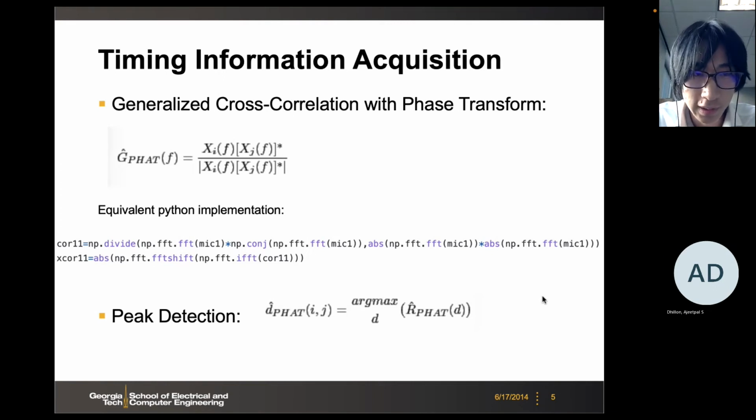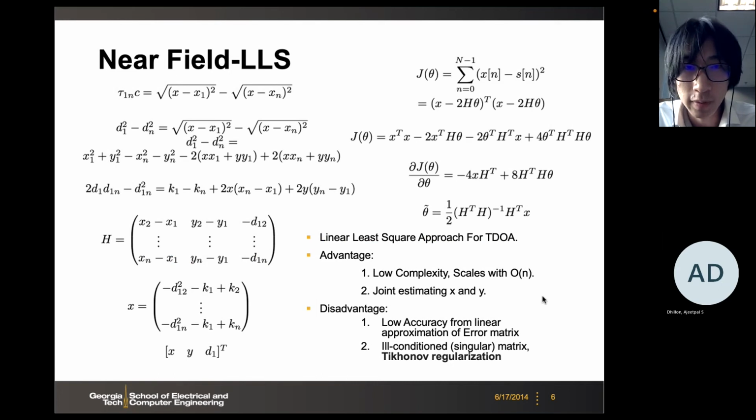And here we also briefly show the equivalent Python implementation that uses the FFT property of the cross correlation. After that, we perform peak detection. The index that corresponds to the peak, divided by the sampling rate and multiplied by the speed of propagation, which is 340 for sound, will get you the absolute distance between the pairs of microphones and the source. Here we show some of the multilateration techniques we considered and implemented.